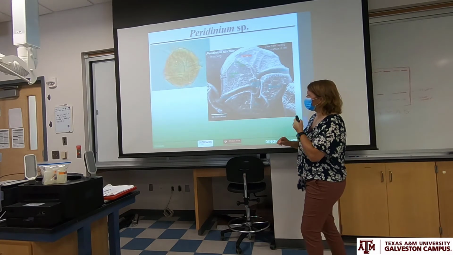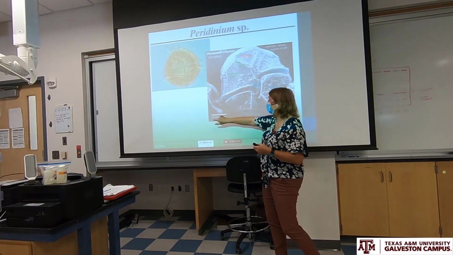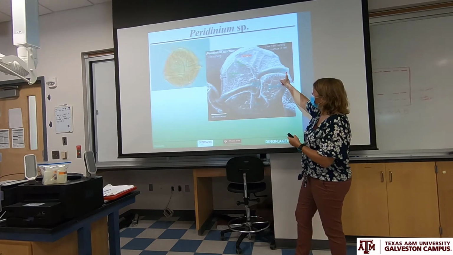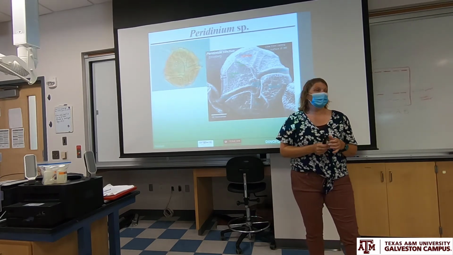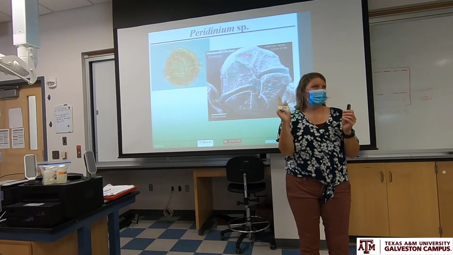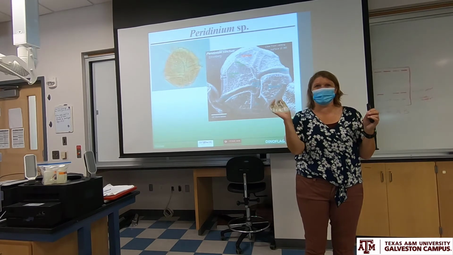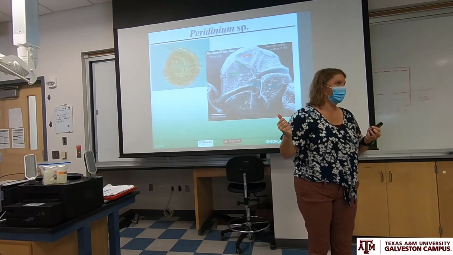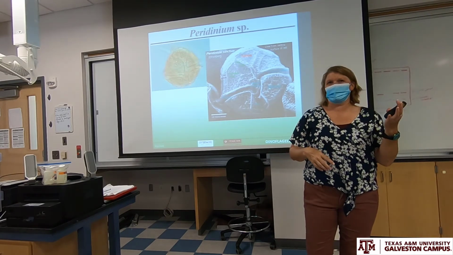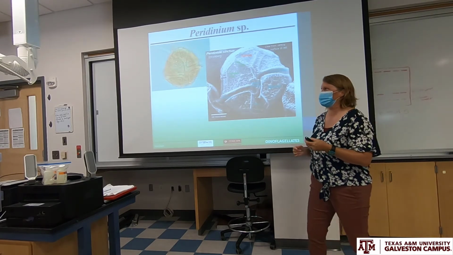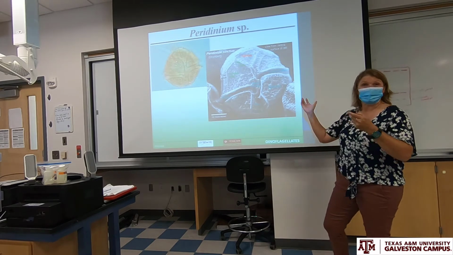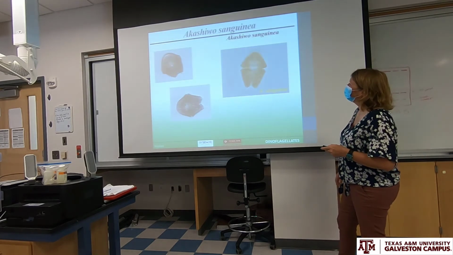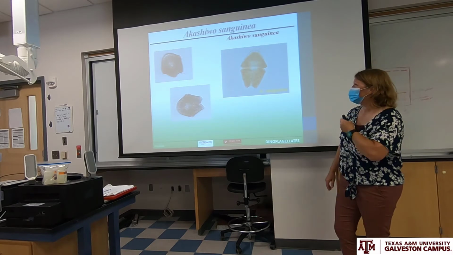Peridinium, this is a little bit smaller. This scale bar is 20 microns, so it's maybe 80 microns across. But you might see this swimming across your slide. If you see a little green ball that's cruising across your slide, it might be Peridinium. We won't be able to identify it for sure using these microscopes, but it might be. Akashiwo sanguinea.